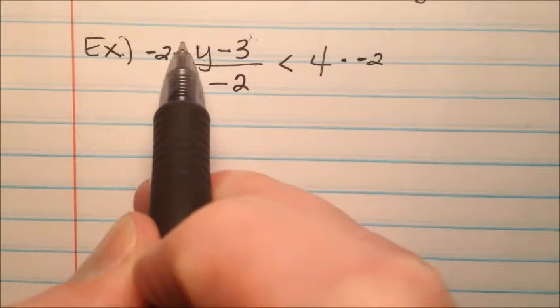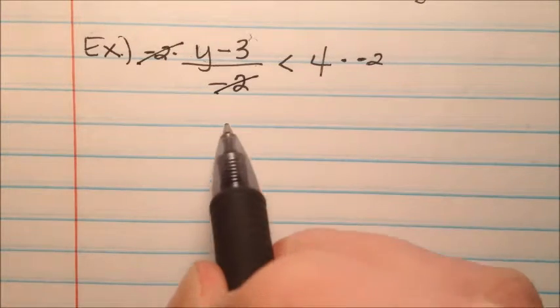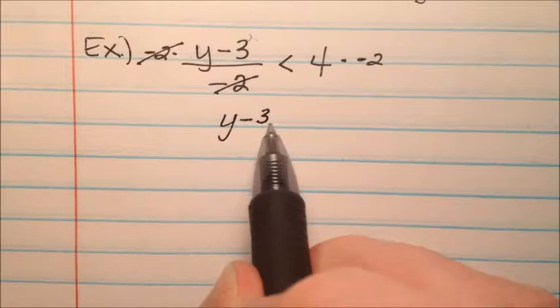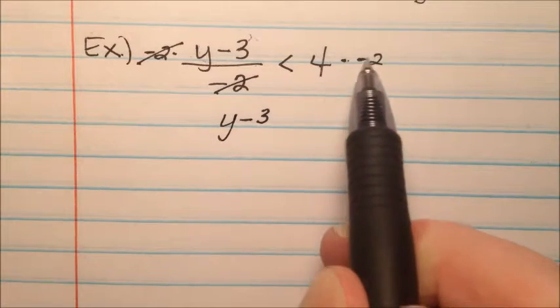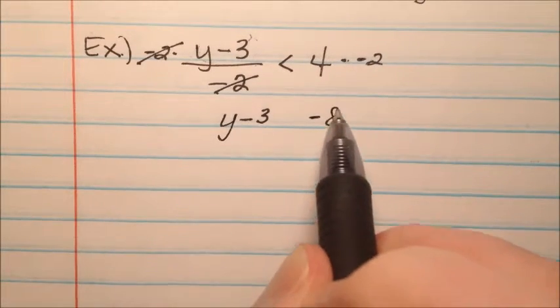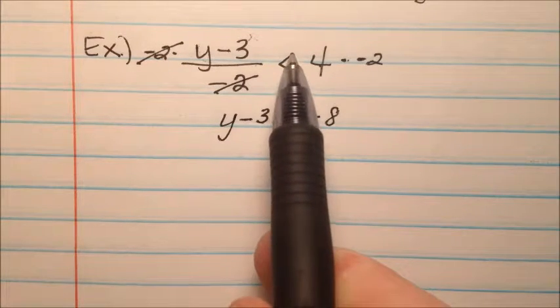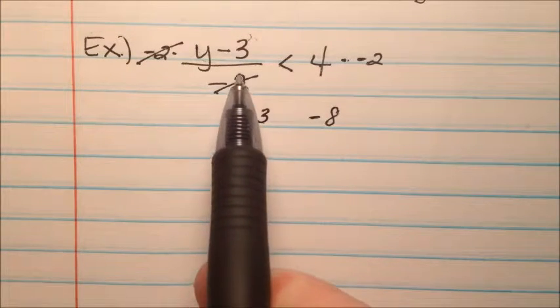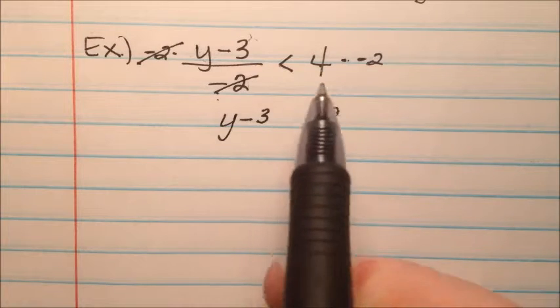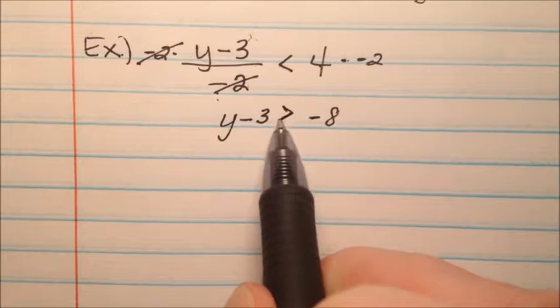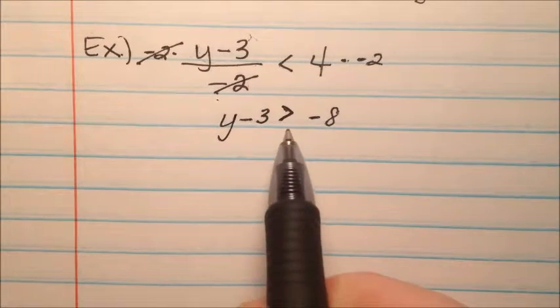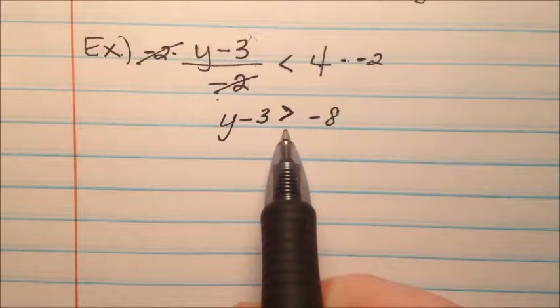So on the left, when I do that, this negative 2 and this negative 2 cancel out, so I'm left with a y minus 3 over here. And on the right side, I have 4 times this negative 2, which makes negative 8. You have to be really careful about this inequality symbol, because in this case, I multiplied both sides by a negative number, and when you divide or multiply by a negative number, you have to switch around the sign of the inequality.